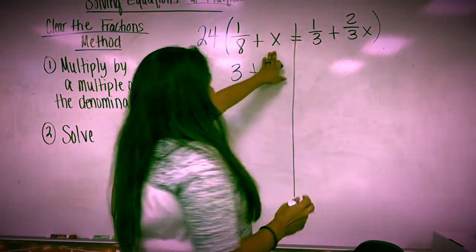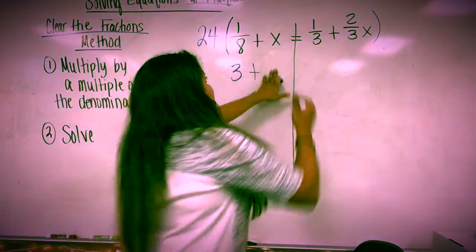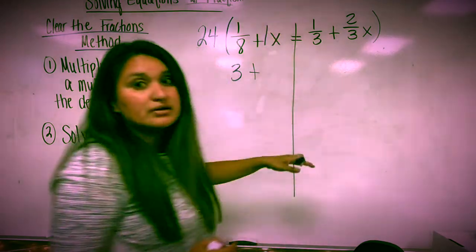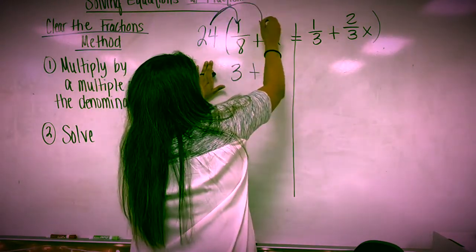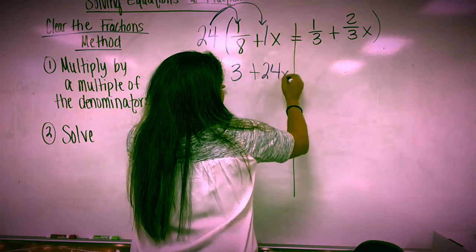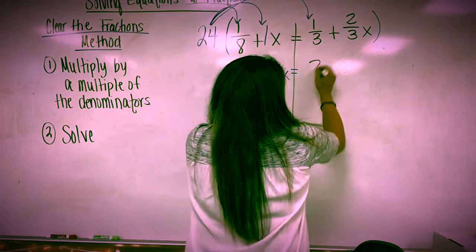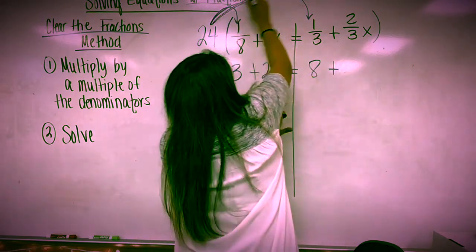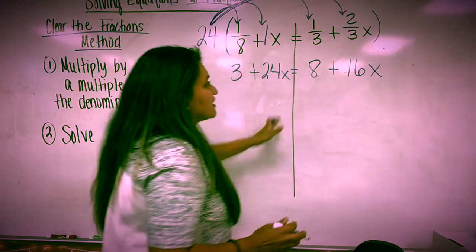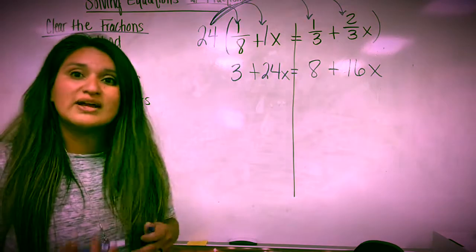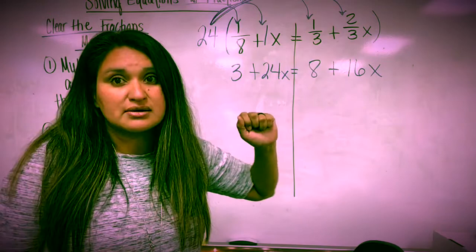Plus, now do you see this x? We remember in the notes on the distributive property, if a letter is by itself, then the number in front is a 1. So I multiplied 24 times 1/8, that gave me 3. 24 times 1, 24 with an x. 24 times 1/3 is 8. 24 times 2/3 is 16 with an x next to it. So again, we have found that magic number that will help me clear out the fractions.